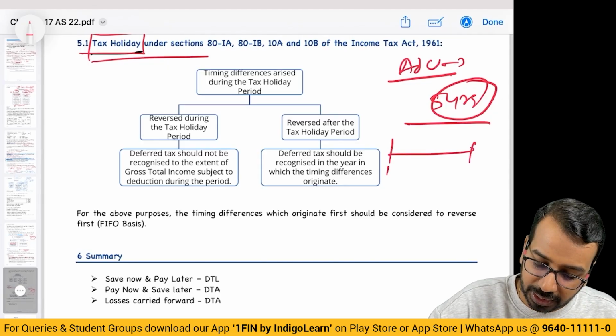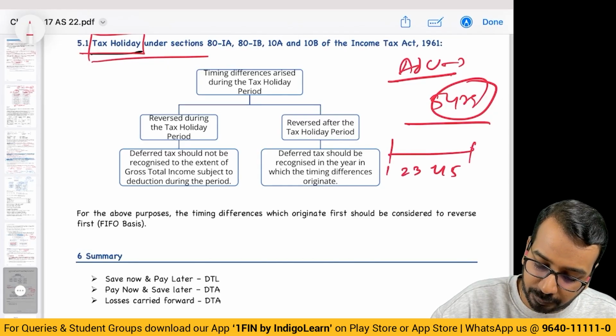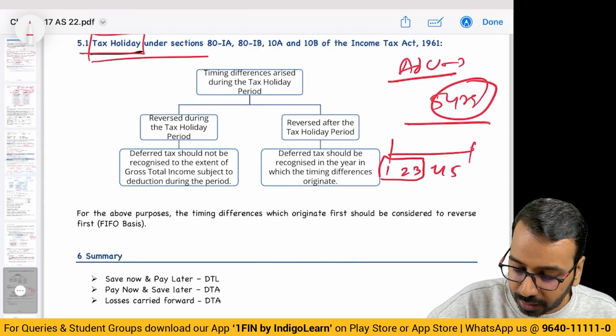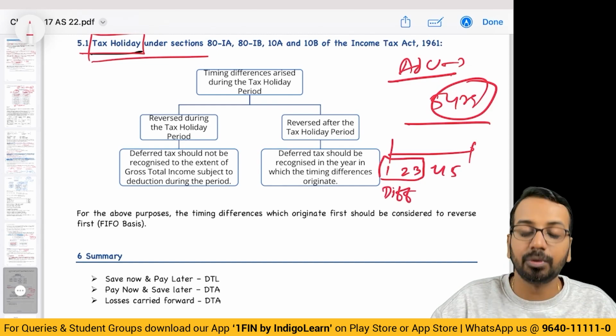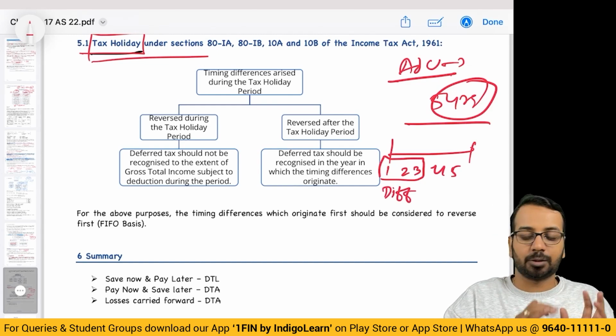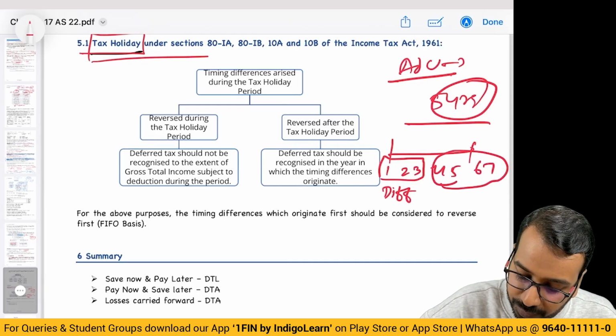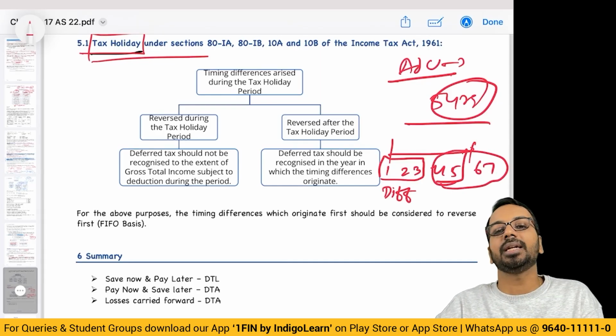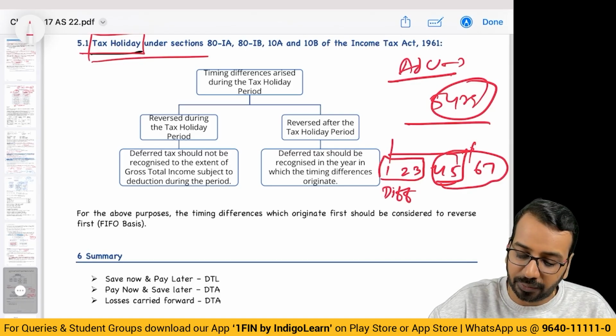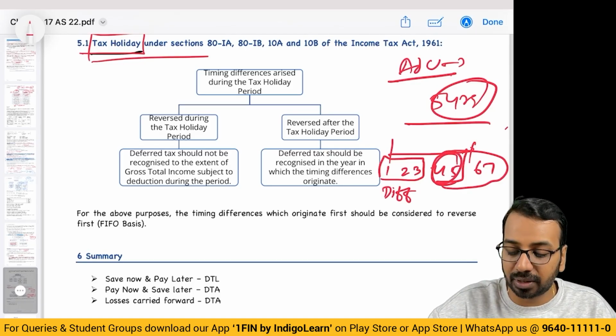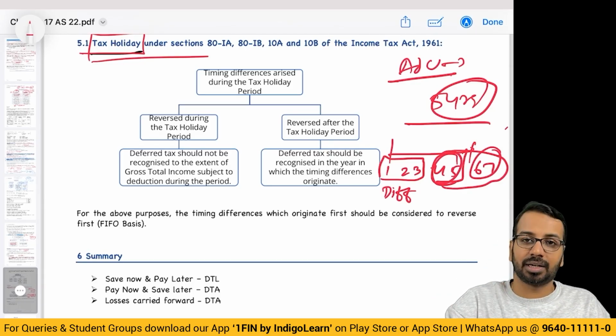Now think of it, year 1, 2, 3, 4, 5. In year 1, 2, 3, there is a difference which has arisen between the accounting profit and the tax profit. This difference will reverse in 4, 5, 6, 7, this period. Now in 4 and 5, I don't have to pay any tax. So the reversal happening here is irrelevant to me. Whatever reversal will happen subsequently, only that is relevant to me.